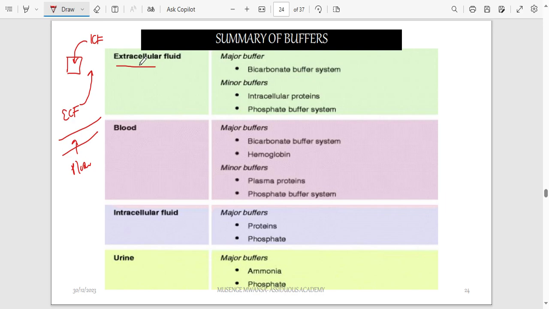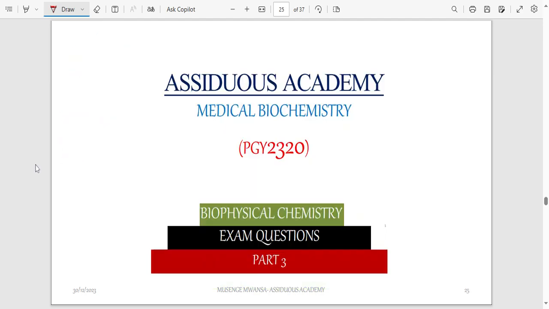So the major buffer in extracellular fluid is the bicarbonate buffer. The major buffer inside the cell is the protein and phosphate, especially the phosphate. And then the major buffer in blood, that is the cellular fluid, is going to be the bicarbonate and the hemoglobin. Okay. In urine, you also have ammonia and phosphate. So these are the buffers.